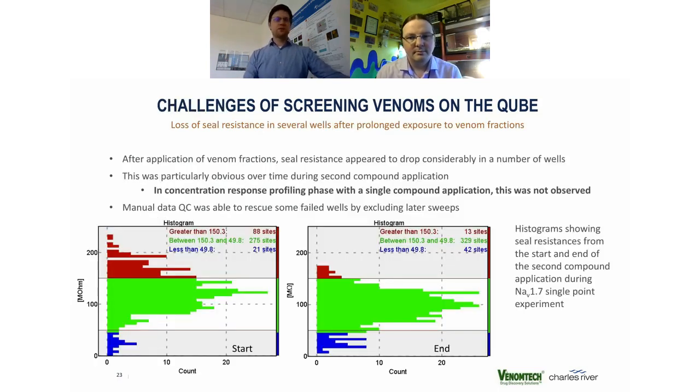One of the challenges that we observed in the first part of the project, as I mentioned, was when we applied the venom fractions, we observed a decrease in the seal resistance over time. When we switched over to the single application protocol, we didn't really see this anymore. But I'm not sure if it's as clear cut as saying it's because of large molecules. I'm not sure that that's the case, but it was an observation that we made in this particular project.